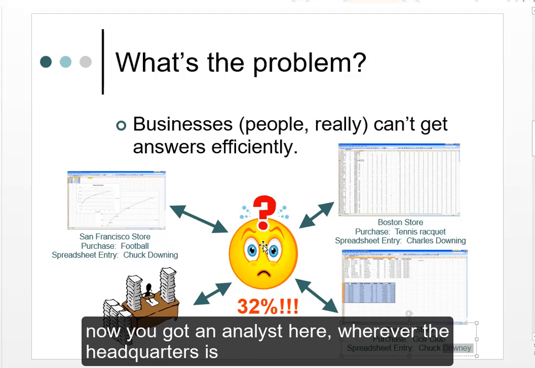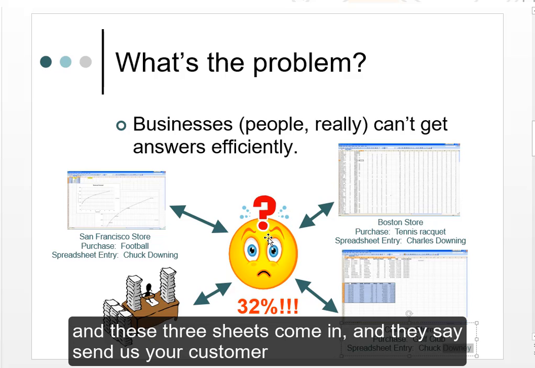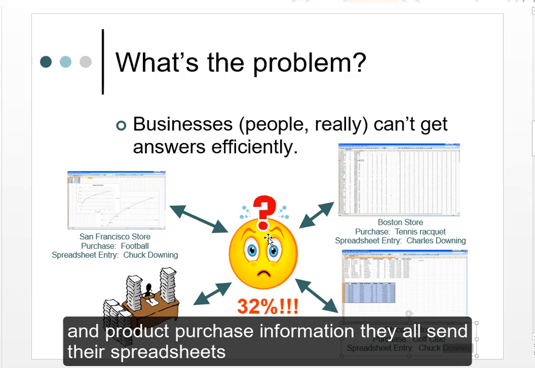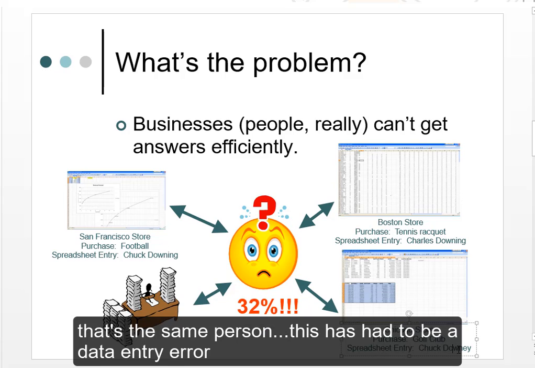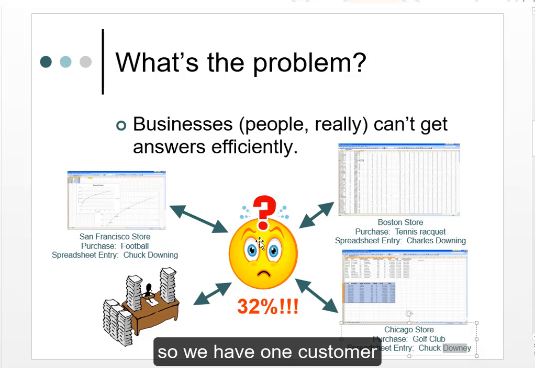Now, you've got an analyst here, wherever the headquarters is, and these 3 sheets come in. They say, send us your customer and product purchase information. They all send their spreadsheets. And a good analyst might say, hey, the addresses of all 3 of these guys are the same. That's the same person. This had to be a data entry error. So we have one customer.